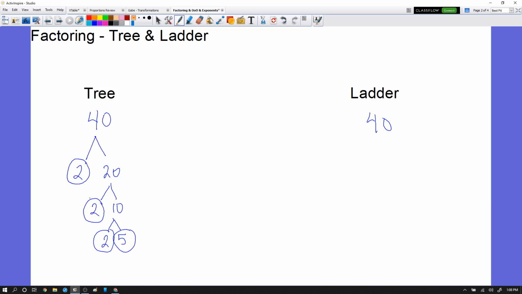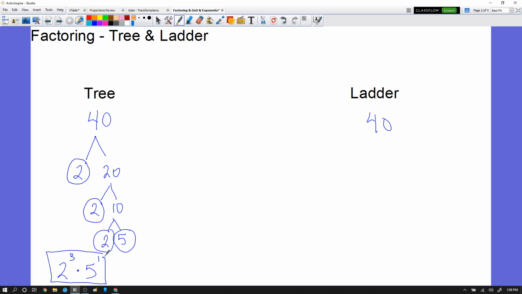And a way to rewrite these prime factors would be 2 to the third power times 5. And if you want to write 5 to the first, you can. Whenever you have just a 5, it automatically has an exponent of 1 because there's only one 5 to multiply by. So this would be considered a final answer.